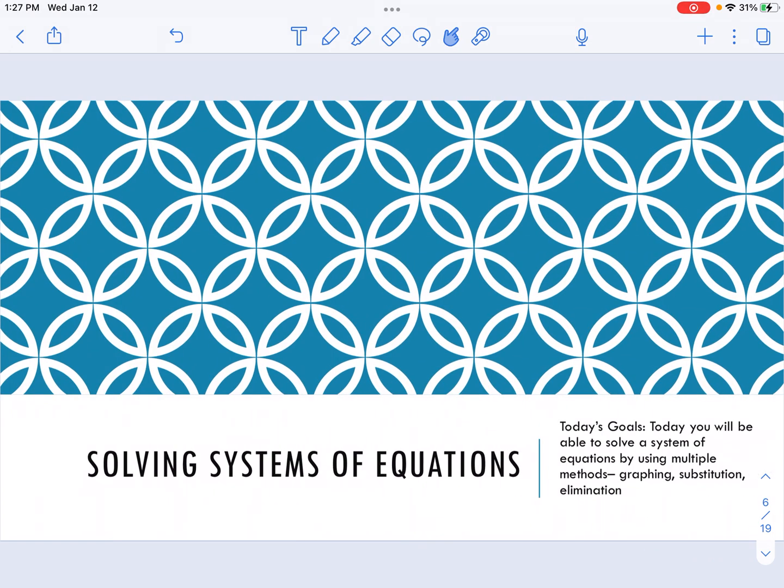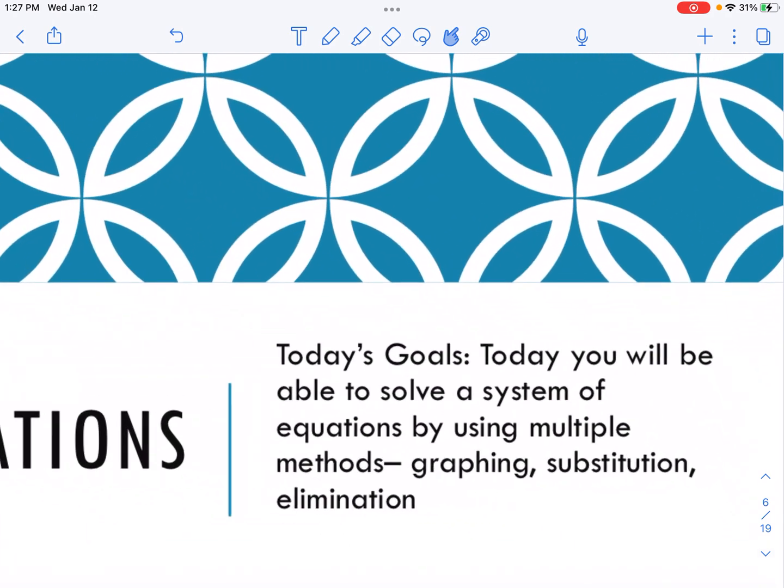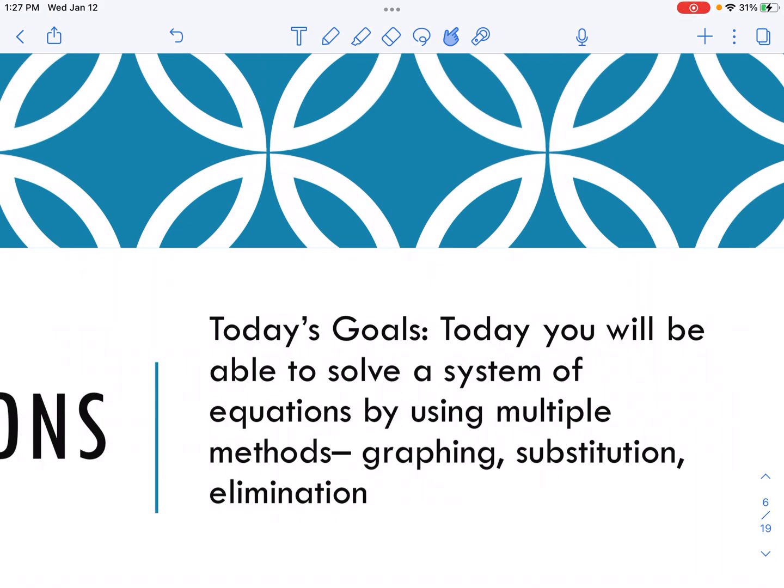This is a pretty meaty lesson, so I do recommend at any point during this video, if you need to, pause the video, rewind it, or take a break. But let's get started. Today we've got a lot of goals. We're going to first talk about what does it mean to solve a system of equations. Then we're going to head into using multiple methods. There are three major methods for solving a system of equations. The first one's graphing, the second one's substitution, and the third one's elimination.